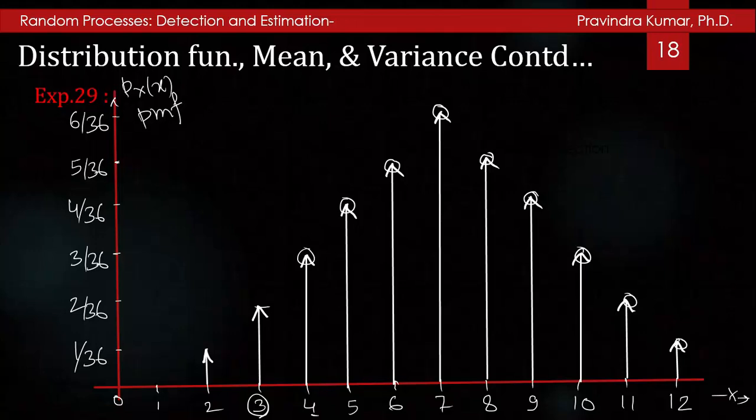So this is the PMF curve or bar chart, and it describes the jump at x from the previous value x minus 1, as in the previous case of the CDF. So if I want to find the probability of getting a sum of 4 on the two dice, you can see it is 3 by 36. As you have seen in the previous case, it was the jump at x is equal to 4.